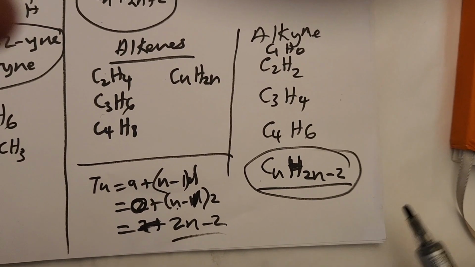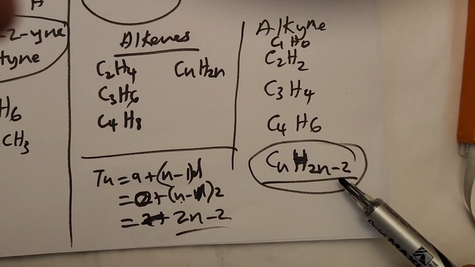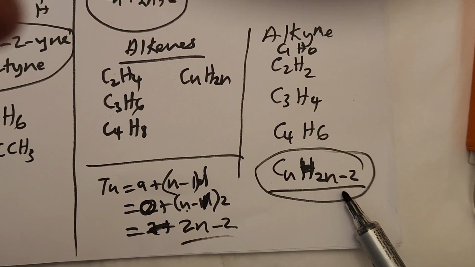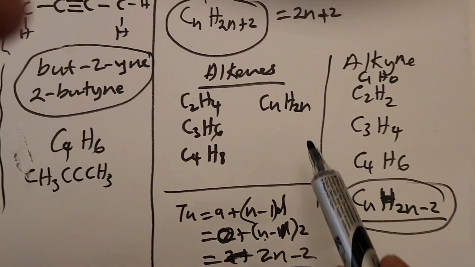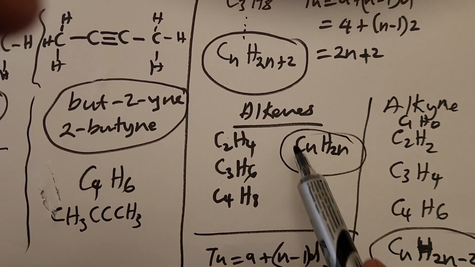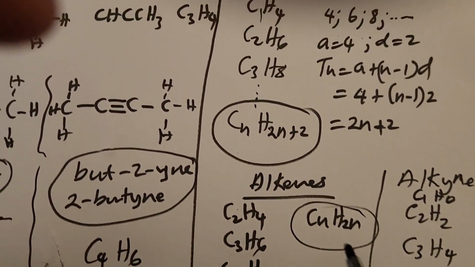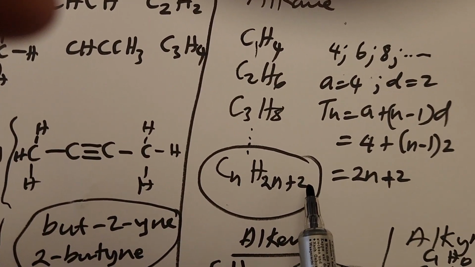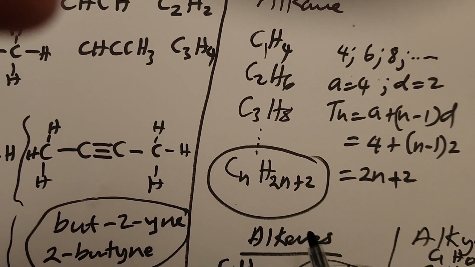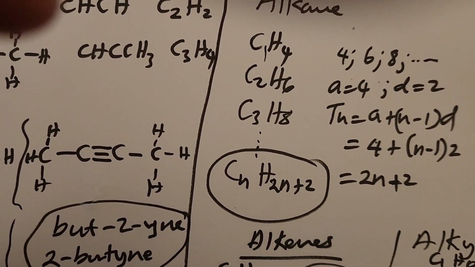The general formula for all alkynes, looking at the trend, will be CnH2n minus 2. You have to master that one. The general formula for alkenes will be CnH2n. The general formula for alkanes will be CnH2n plus 2.